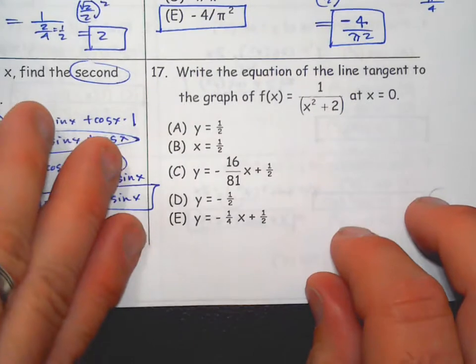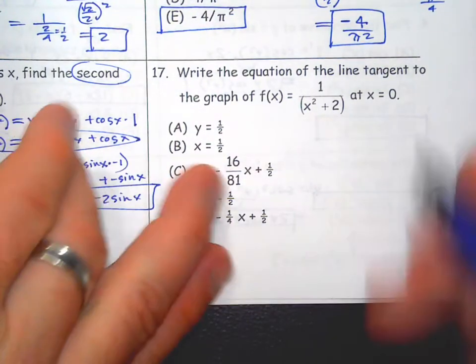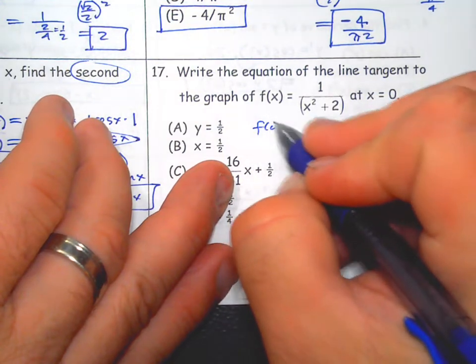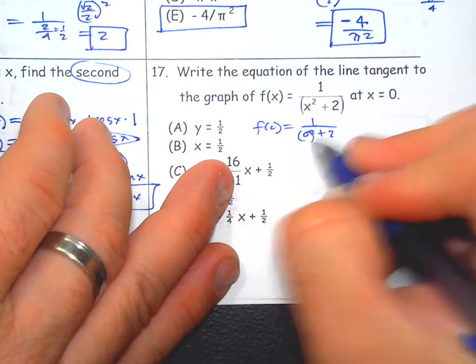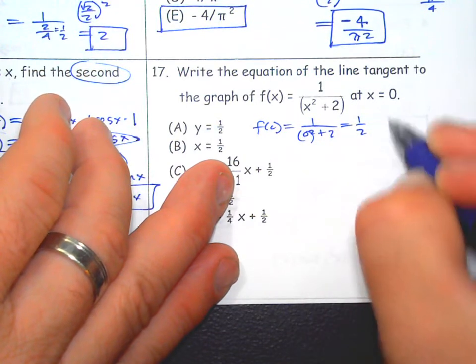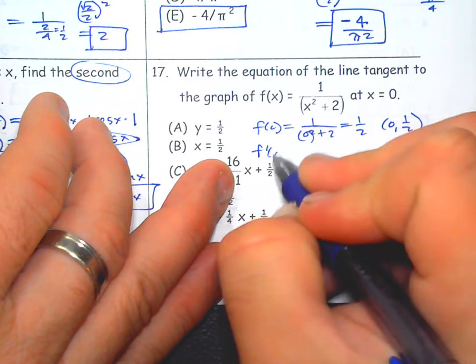Looks good. All right. 17, write the equation of the tangent line. Okay, well, we need a point, which we don't have yet. Okay, so now we have a point. We need slope, so we got to find the derivative.